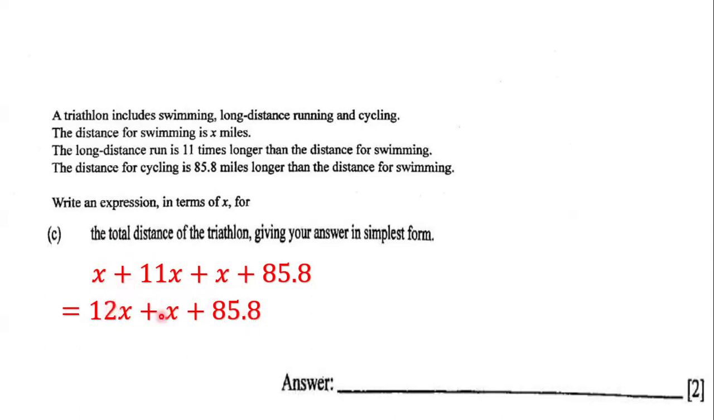Now we ask ourselves, what is 12X plus X? Well, 12X plus X is going to be 13X. And so altogether, X plus 11X plus X is 13X. And then we just bring down the 85.8. Notice that we are left with 13X plus 85.8.